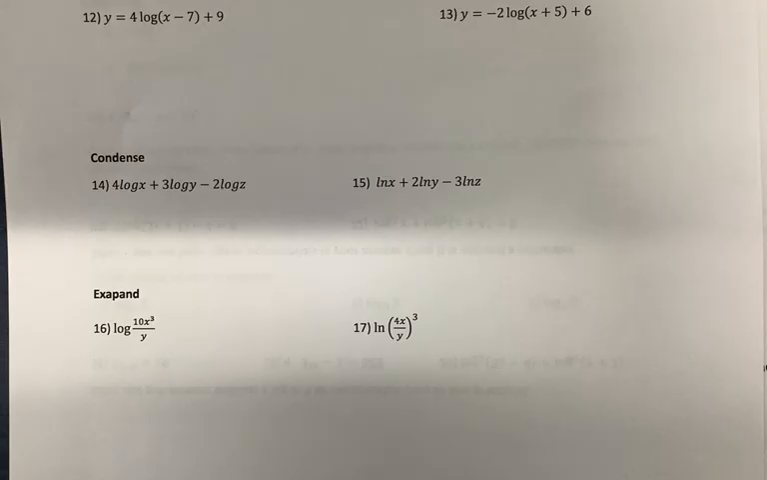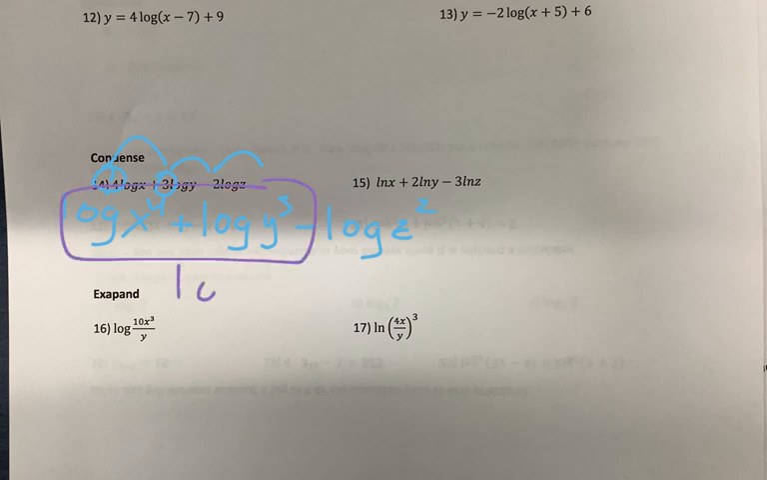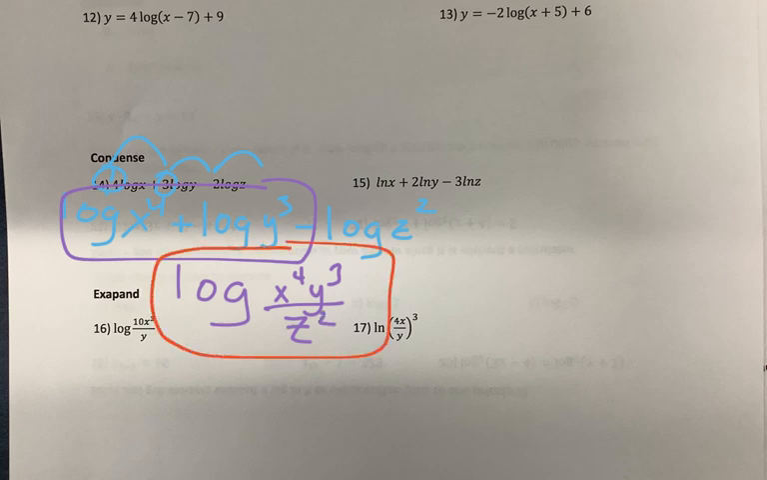First steps, bring up the coefficients. Boom. Bring up the coefficient, bring up the coefficient. So I've got log of x to the fourth plus log y cubed minus log z squared. Now, addition turns into multiplication. So this is log of x to the fourth y cubed. And subtraction turns into division. So z squared on the bottom. There's only one log when you write this out.